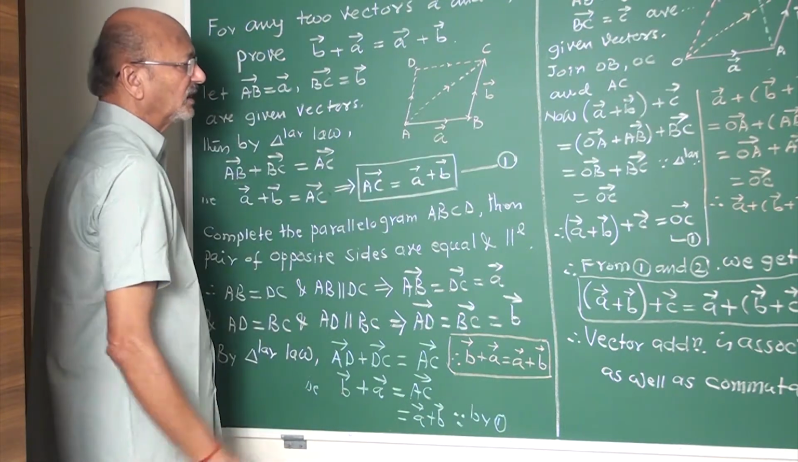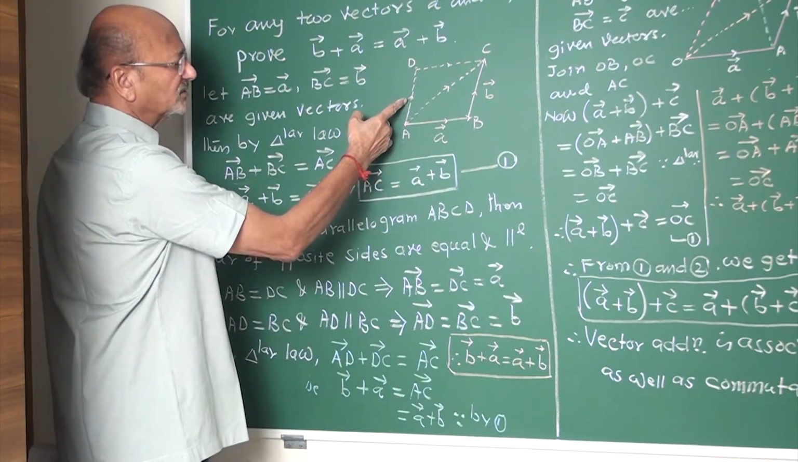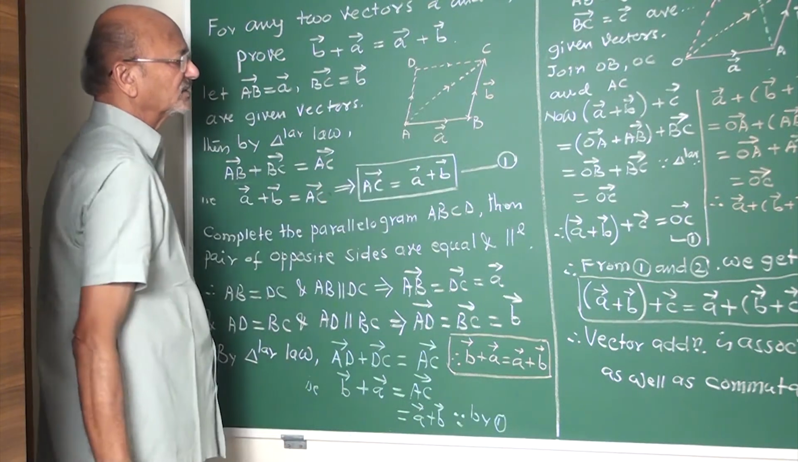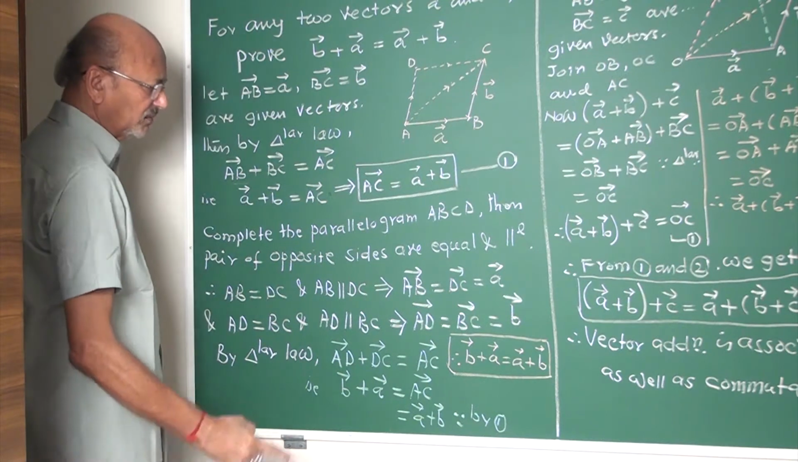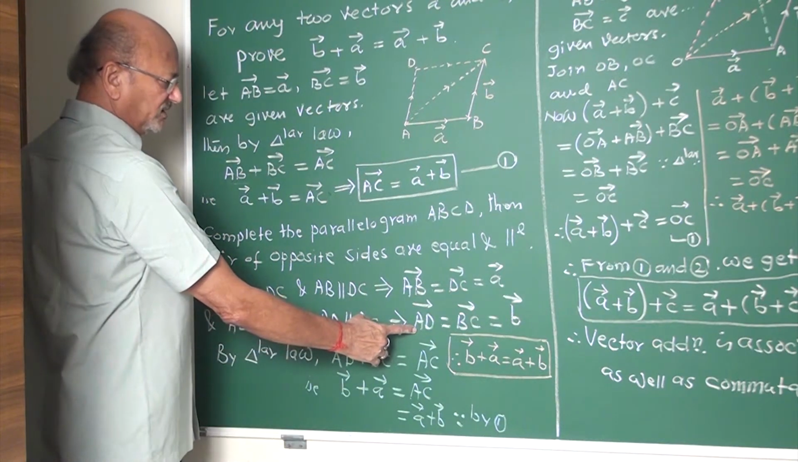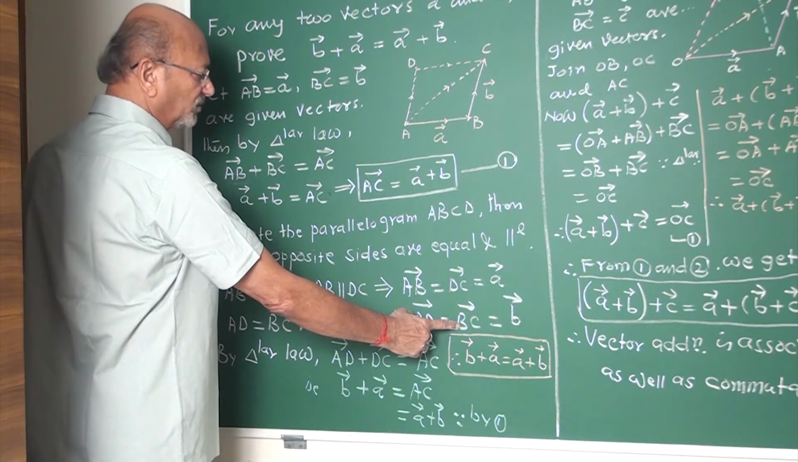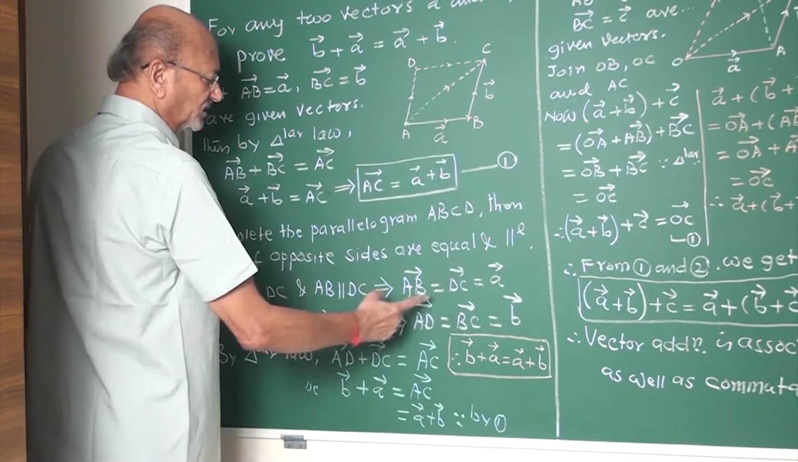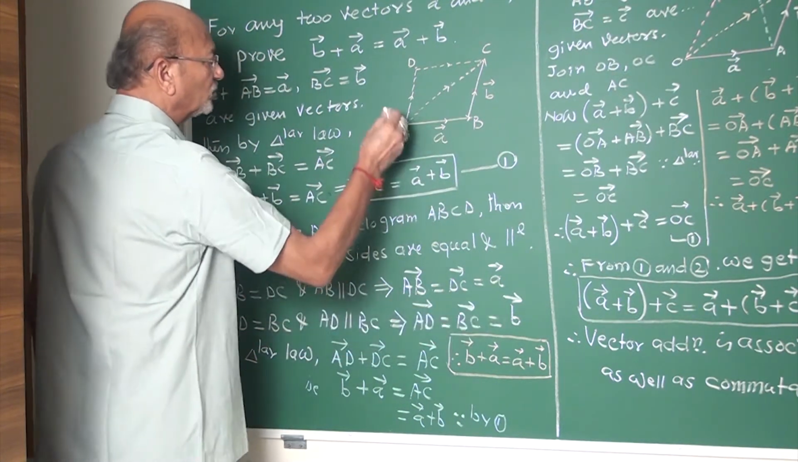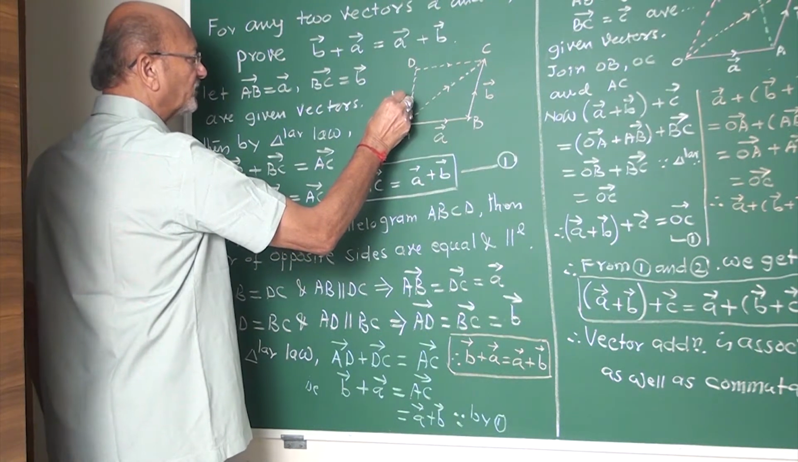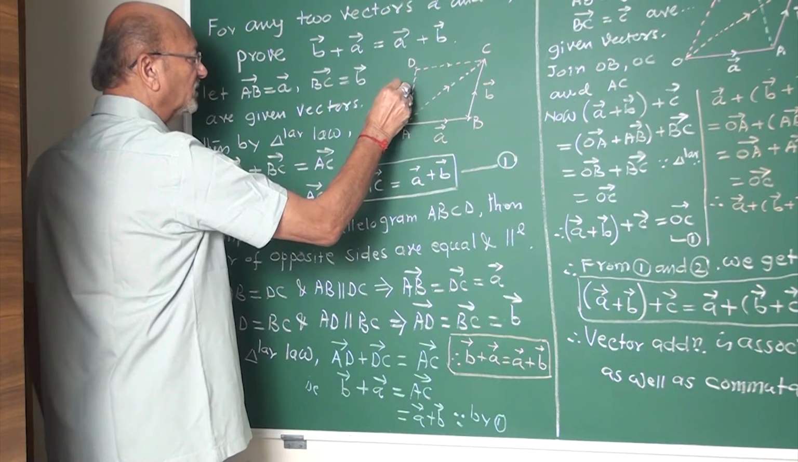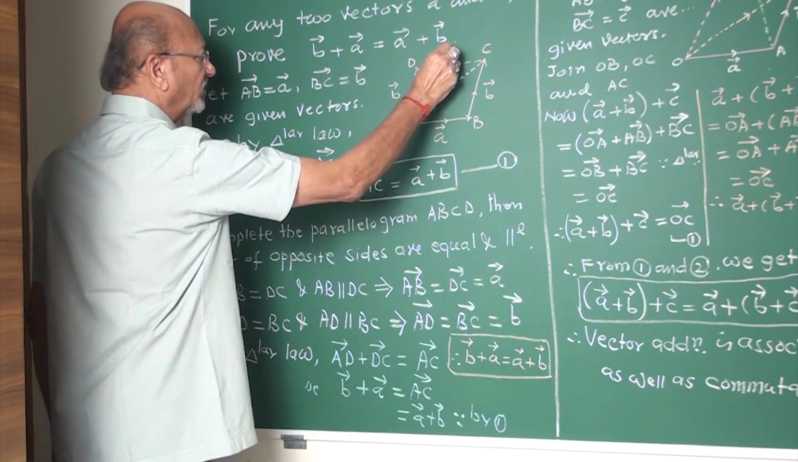Magnitude is the same and, my friends, they are in the same direction. Then, my friends, vector AD equals vector BC. But what is BC? BC is B. Therefore, vector AD equals B, my friends. And vector AD is vector B, vector DC is vector A.